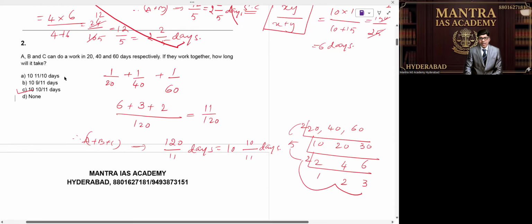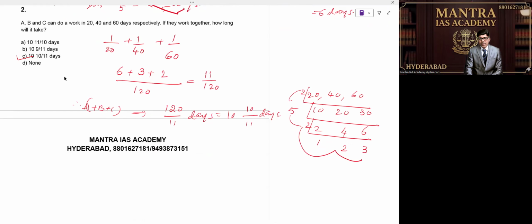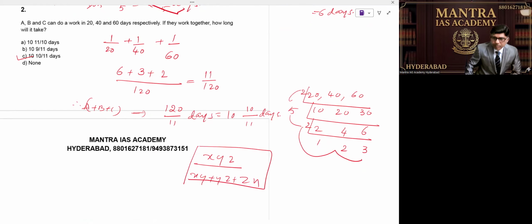Now try this: XYZ by XY plus YZ plus ZX is the shortcut. If you have 3 persons, do this and complete this problem. XYZ by XY plus YZ plus ZX. This is a major point here.